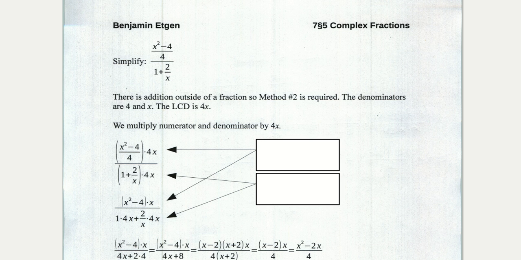So we're going to multiply by a form of 1 called 4x over 4x. So there's the 4x in our numerator, there's the 4x in our denominator. We're multiplying by a form of 1. Now, different things happen in the numerator and the denominator.